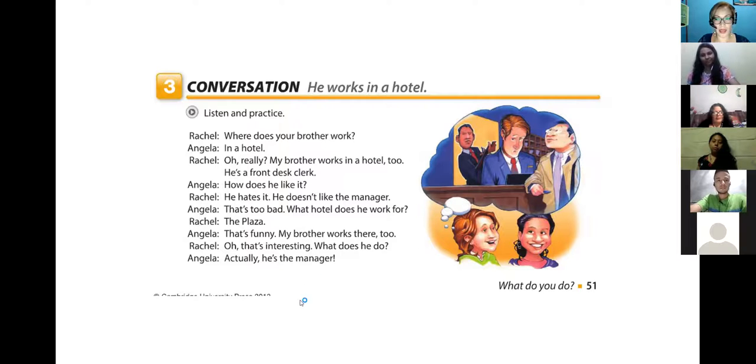Okay, remember to click join or unirse and try to put into practice the reduction of do and does, right? Traten de practicar la reducción, okay? What hotel does he work for, and so on.